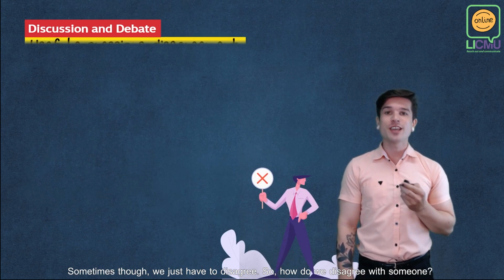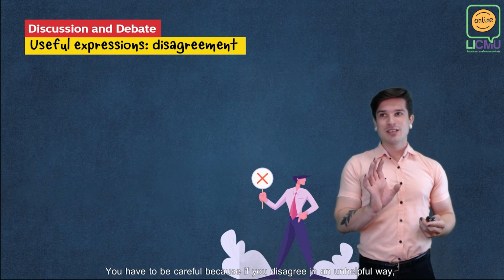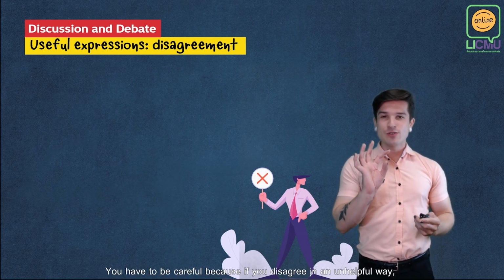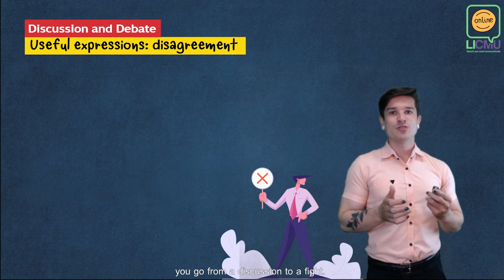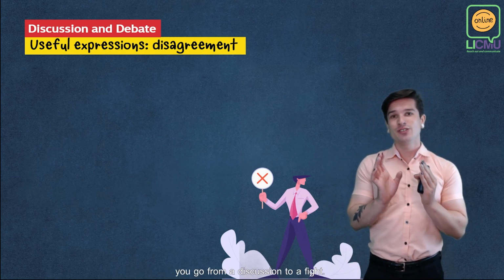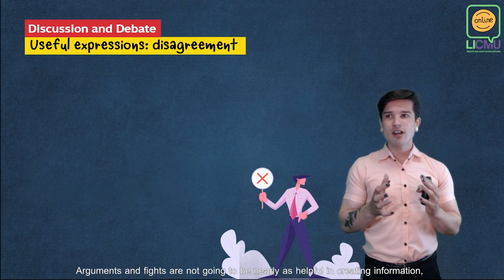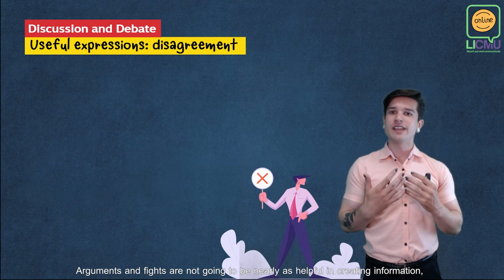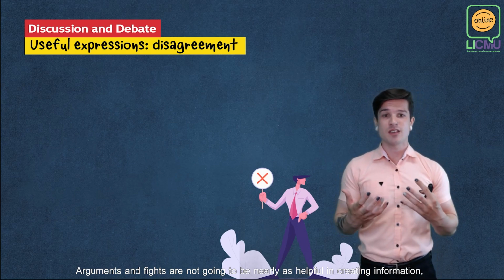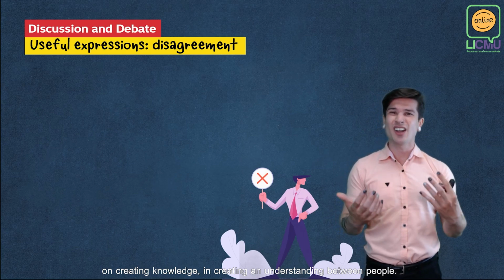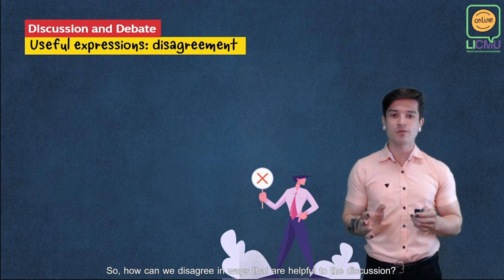Sometimes, though, we just have to disagree. So how do we disagree with someone? You have to be careful, because if you disagree in an unhelpful way, you go from a discussion to a fight, a discussion to an argument. Arguments and fights are not going to be nearly as helpful in creating information or in creating knowledge and creating understanding between people. So how can we disagree in ways that are helpful to the discussion?